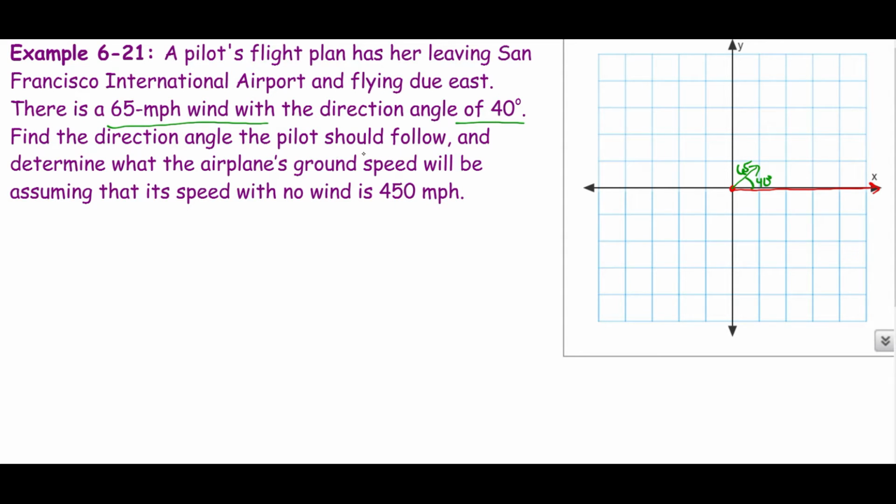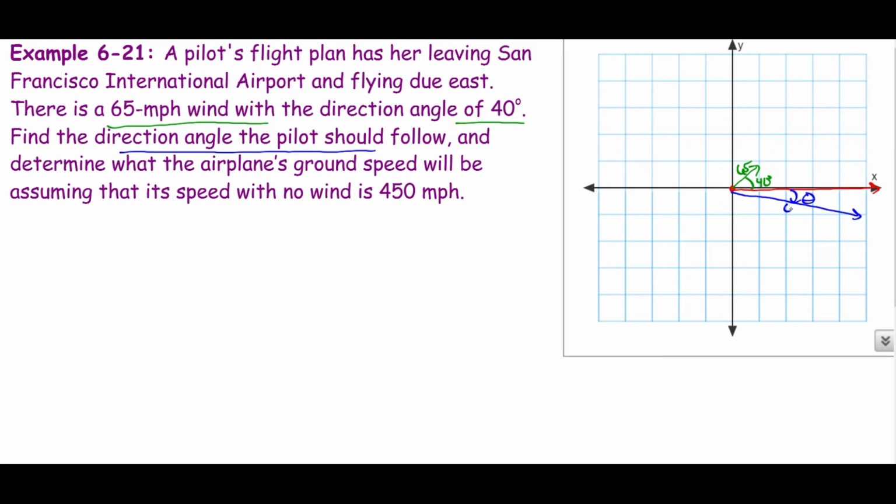We want to know what direction the pilot should follow and what the plane's speed will be if the speed of the plane without any wind is 450. So since the wind would be pushing the plane somewhat north, we're going to want the plane to be flying somewhat south, so that as the wind pushes it, it will be along that horizontal there that we're looking for. So we need to find this direction angle. So find the direction angle the pilot should follow. And then we want to find the speed of the plane with the wind.